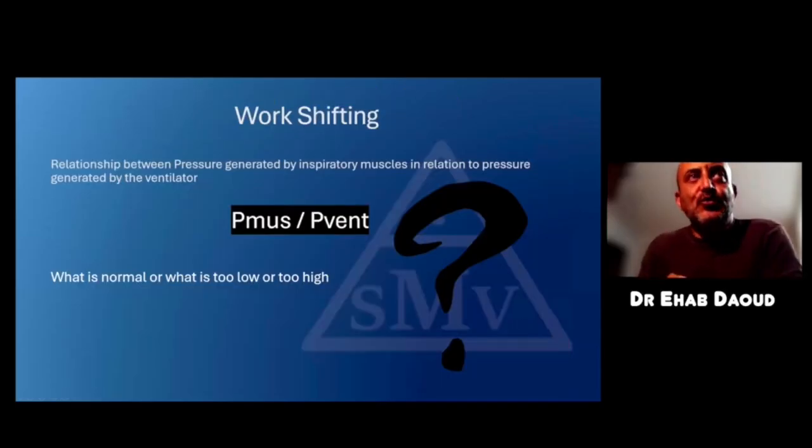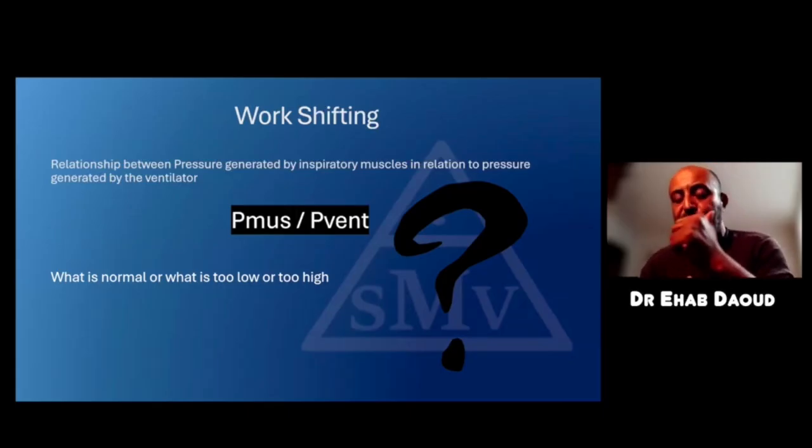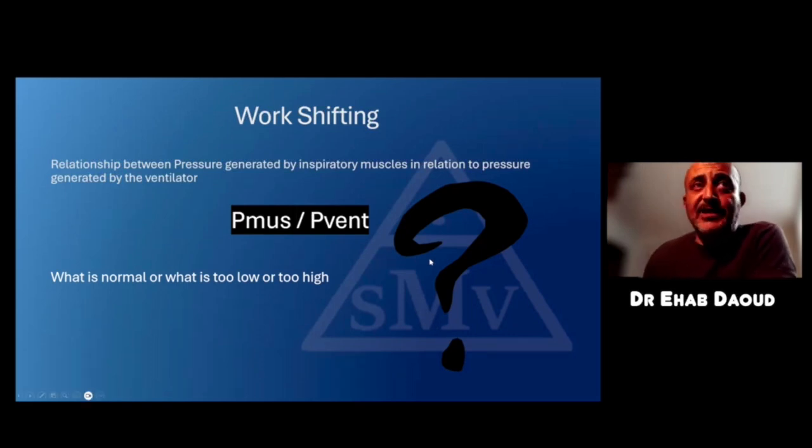So you also heard a lot about the term work shifting. And if you look at the literature, work shifting is really not defined very well, or very loosely. All we know is that work shifting means the patient is working, but how much the patient is working, that's very important. And how to quantify it, and what is adequate, or what is too much, or too little. I don't know exactly those answers for you.